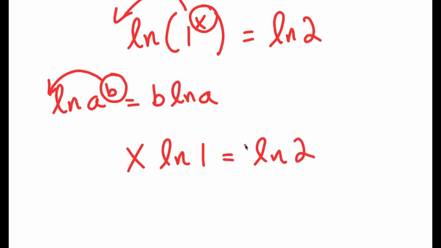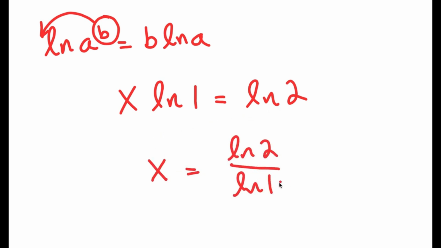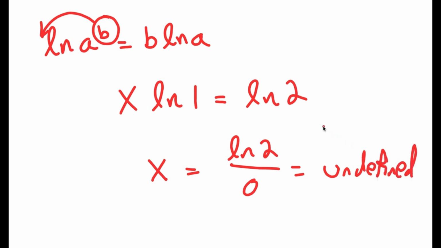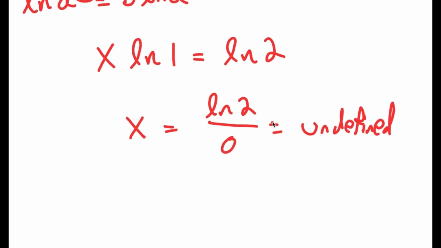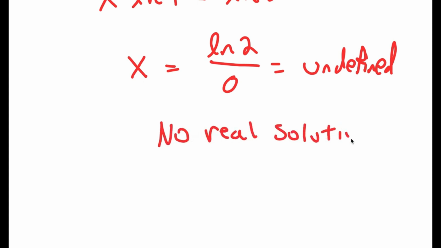And you may be thinking, we could just divide both sides by ln 1 and x would equal ln 2 over ln 1. However, the only problem with this is that ln 1 is equal to 0. And remember, anything divided by 0 is undefined, so this would be undefined. So we know that this equation has no real solution, but it could still have imaginary solutions.